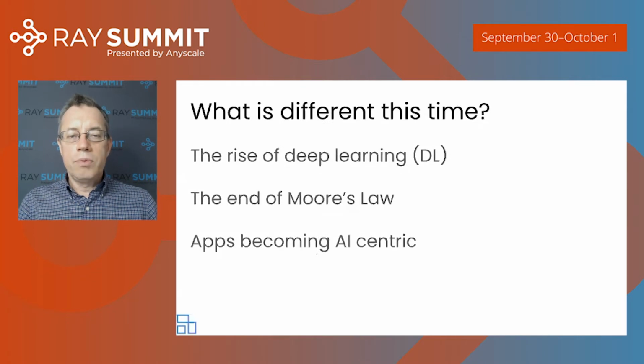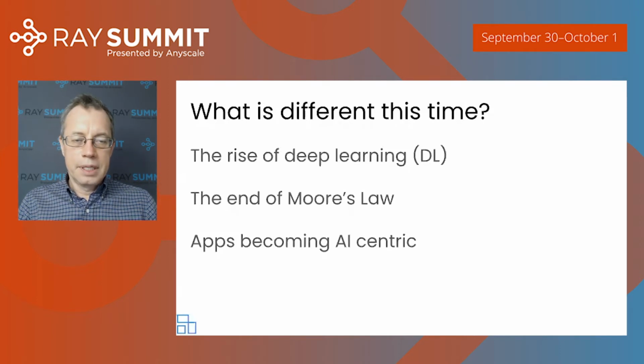So what is different this time around? Well, 3 things. The rise of deep learning, the end of Moore's law, and more applications becoming AI-centric. I'm going to discuss each of these trends next.